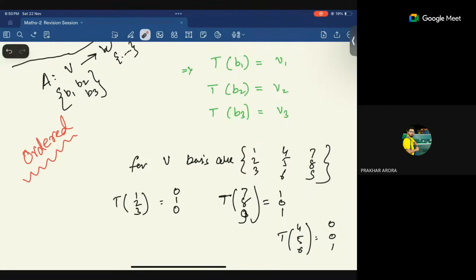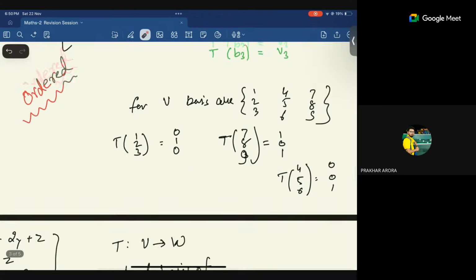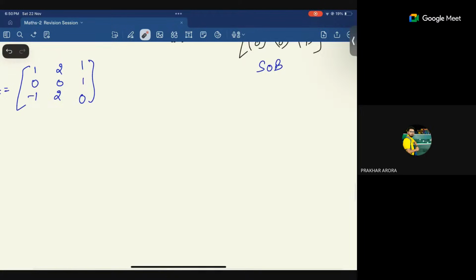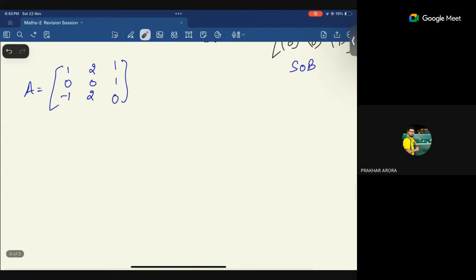Yes, Dweep, what I was talking about is where the domain and codomain bases are both given. In fact, this topic will come up in equivalence and similarity also. I will not take the domain and codomain basis there; I will only tell you the equivalence and similarity part.